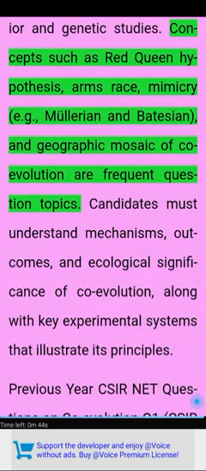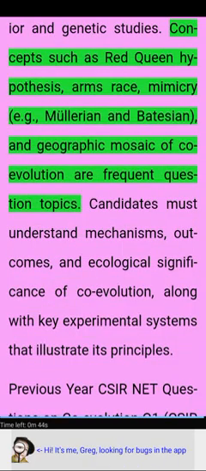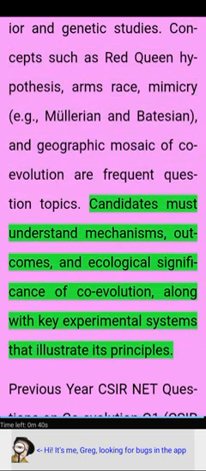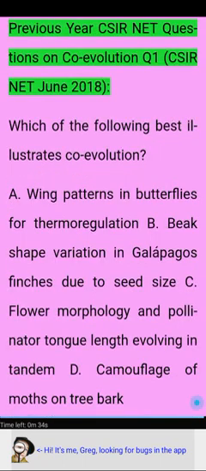Concepts such as the Red Queen hypothesis, arms race, mimicry, e.g., Müllerian and Batesian, and geographic mosaic of coevolution are frequent question topics. Candidates must understand mechanisms, outcomes, and ecological significance of coevolution, along with key experimental systems that illustrate its principles. Previous year CSIR NET questions on coevolution. Q1, CSIR NET June 2018.